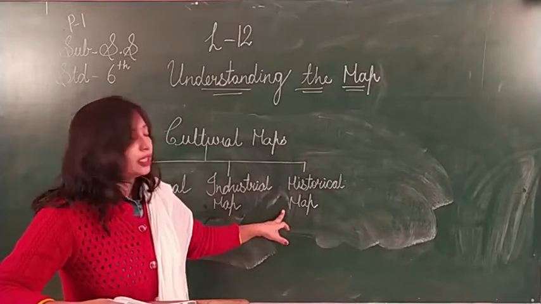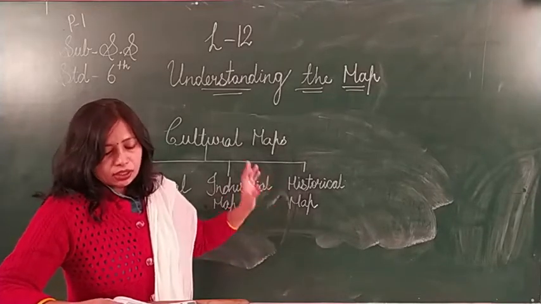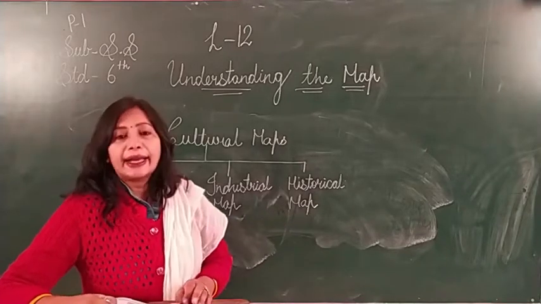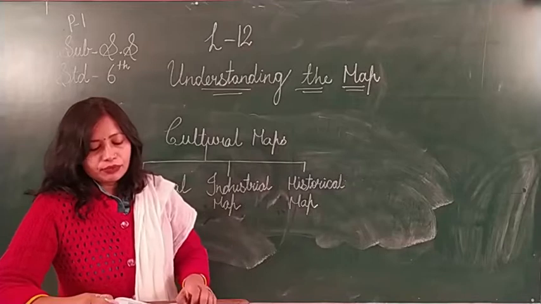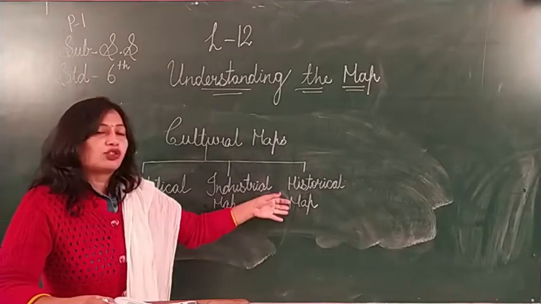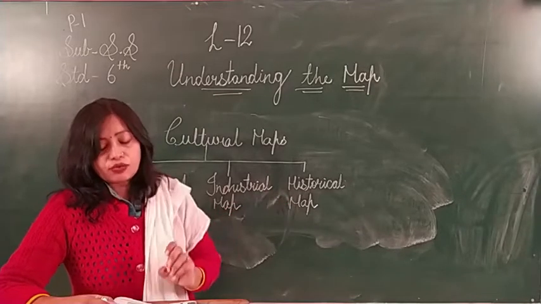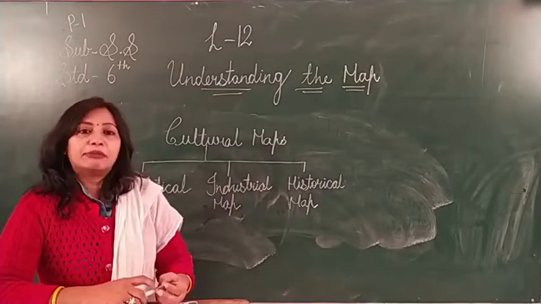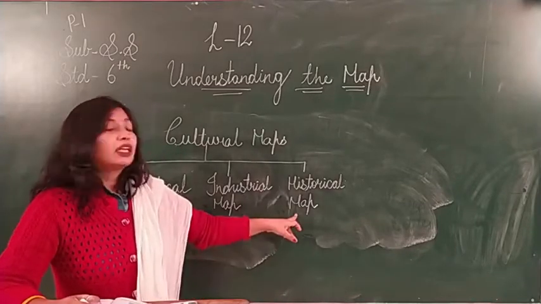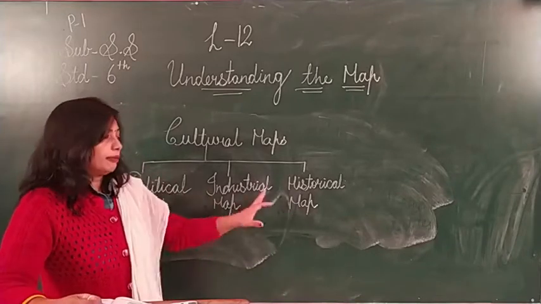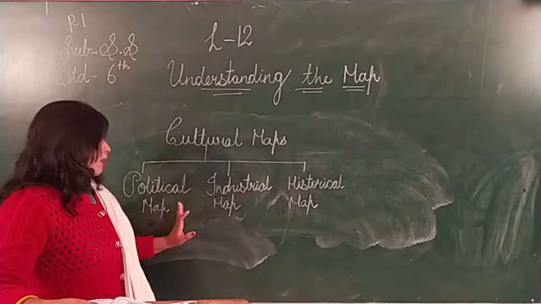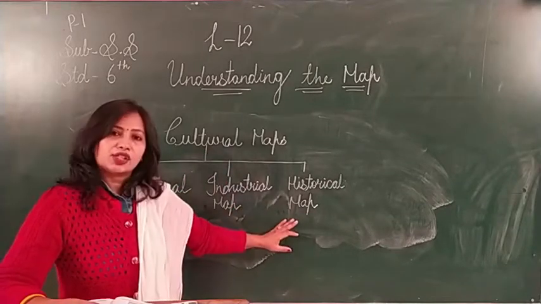And the third one, the historical map. The historical map is the map which shows the history of regional and national administrations. What does it show us? The historical map shows the history of regional and national administration, and it is called the historical map. So you have to remember this till here. I hope you understand this: cultural map, political map, industrial map, and historical map.